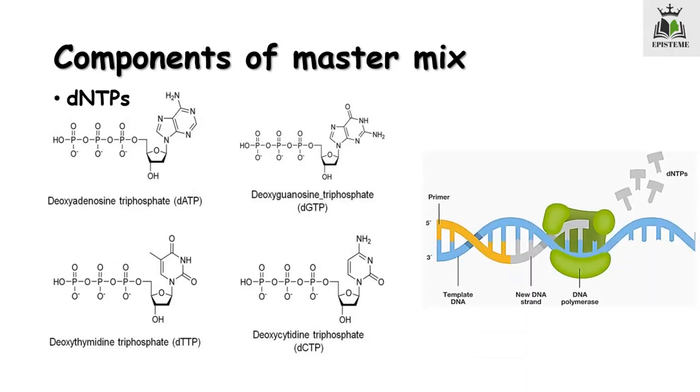Now we see in this diagram, the blue strand is the template strand and the yellow one is the primer. The primer has a 3' end, and from the 3' end the dNTPs are added one by one, complementary to the template strand, and these dNTPs are added by the DNA polymerase.